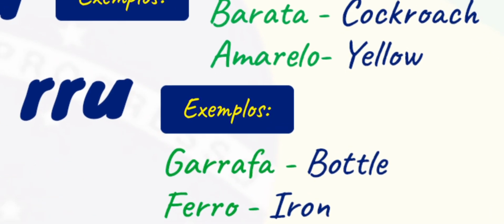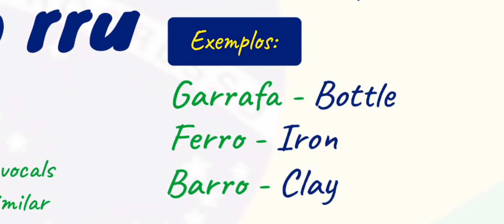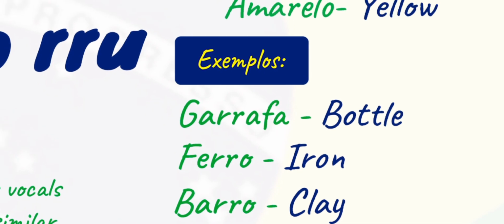Let's see some practical examples. We have garrafa, that's bottle. If there is just one R, it would be garafa. But no, we have two R's because we want the sound of ha. So garrafa, that's bottle. We have ferro, that's iron. And we have barro, that's clay. So RR when we want the sound of ha, he, hi.